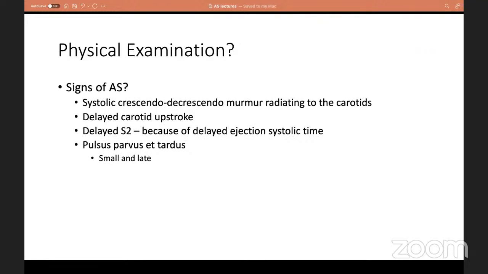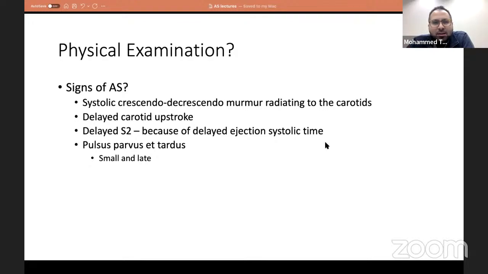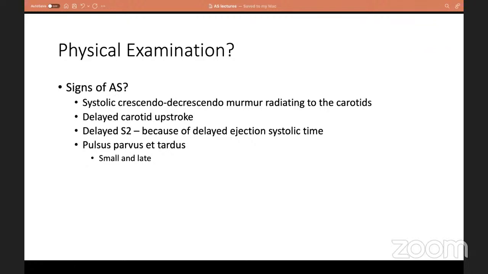That's it. Perfect. You said the most important ones, which is the systolic crescendo decrescendo, which peaks in the middle between S1 and S2, and the radiation is mainly to the carotids, right? Delayed carotid upstroke is another one.